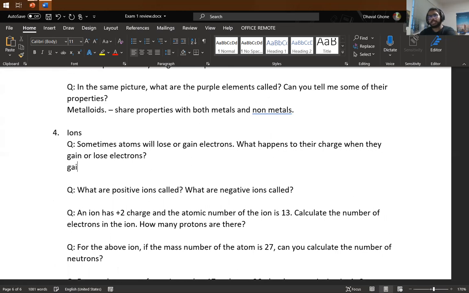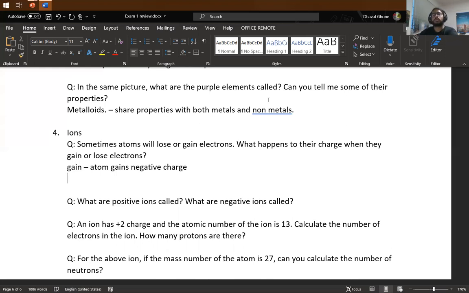Okay, so when they gain electrons, because electrons are negatively charged, the atom becomes more negatively charged. A negative atom gains negative charge. If they lose electrons, they're losing negativity. At the same time, when you lose electrons, the number of protons didn't change. So the charges don't cancel off. And because now there are net more protons in the atom, when electrons are lost, atoms gain a positive charge.